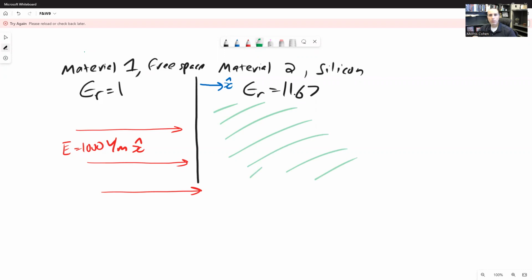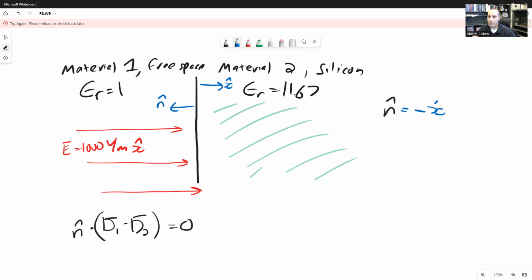All right, so let's apply our boundary conditions. And our boundary conditions are that we take the n hat vector and dot it with D1 minus D2 equal 0. All right, so let's define what this is. First, n hat is going to be a vector that points into material 1 and is perpendicular to the boundary. All right, so n hat is going to be this direction. So n hat is going to be negative x hat because it's in the opposite direction from x hat.